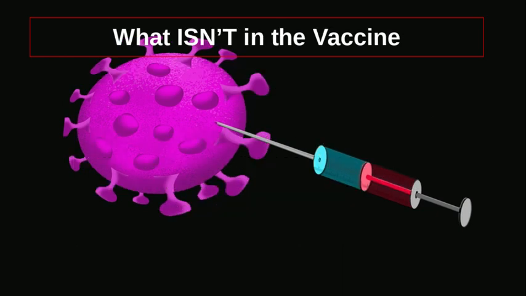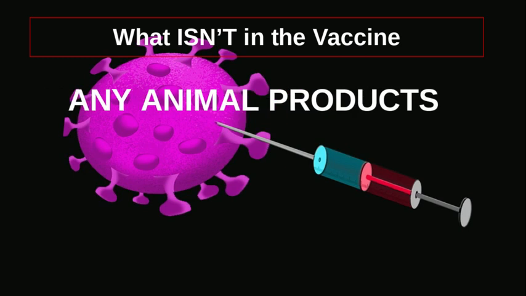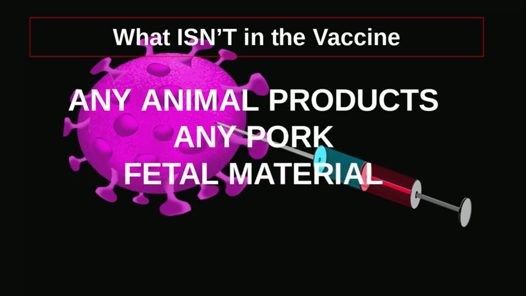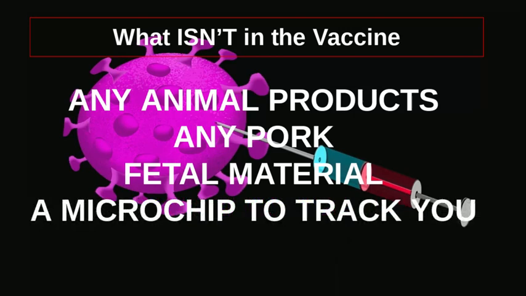What isn't in the vaccine? It does not contain any animal products whatsoever. It does not contain any pork. It does not contain any fetal material. And it definitely does not contain a microchip to track you. If anybody wanted to track you, they could utilize your mobile phone.